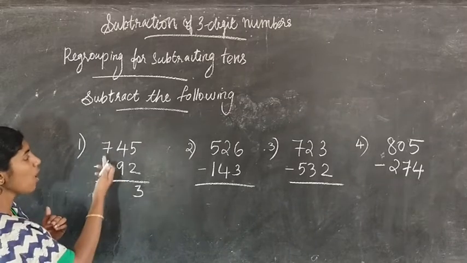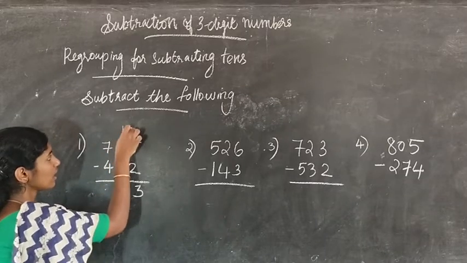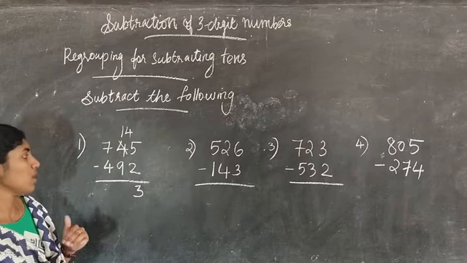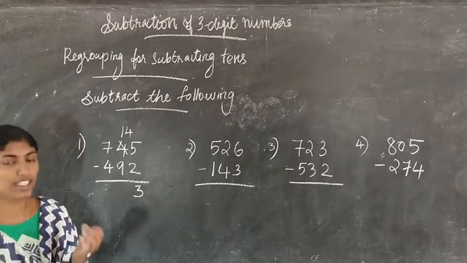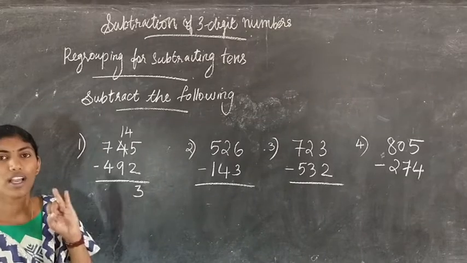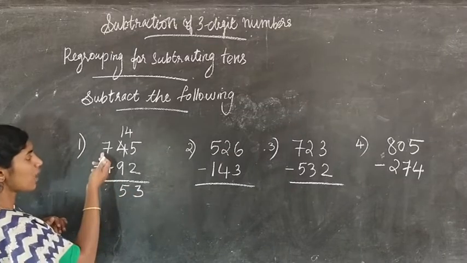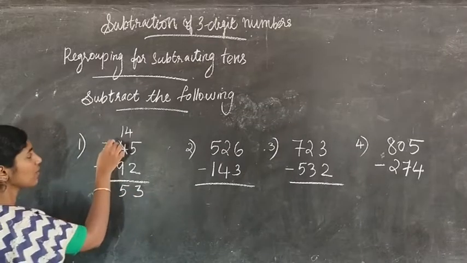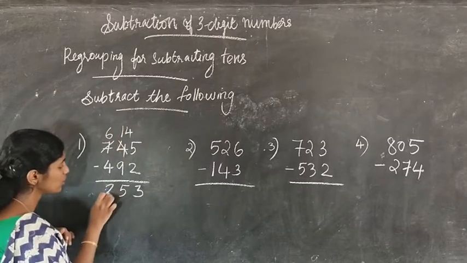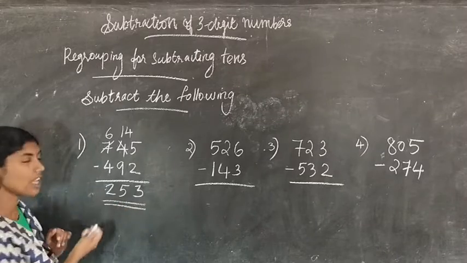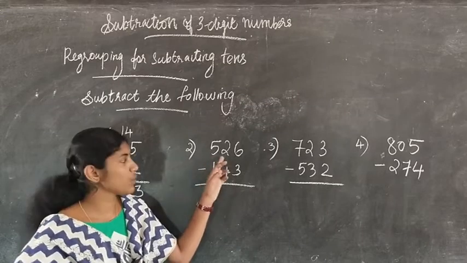Yes, we have to borrow 100 from this hundreds column and we have to regroup it as 14. Then 14 minus 9. For that we can count forward after 9 till we reach 14. That is 10, 11, 12, 13, 14. So write 5 here. Then since 100 was borrowed by this tens column, here we have only 6. Then 6 minus 4 is 2. Therefore, we got the answer as 253.